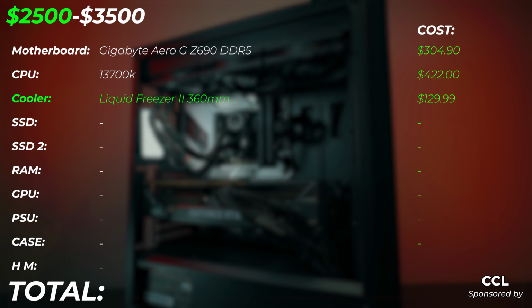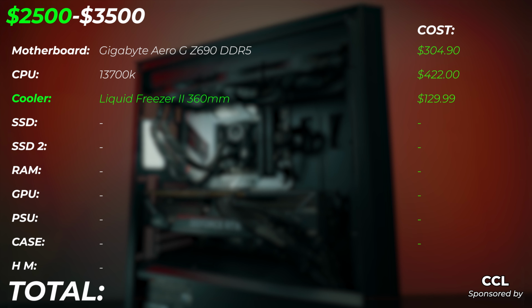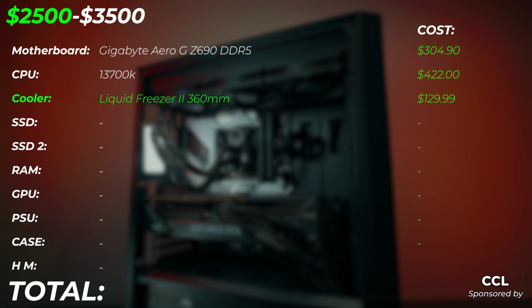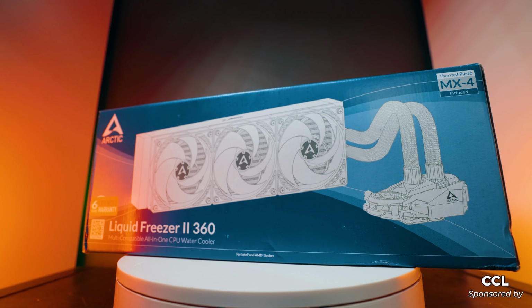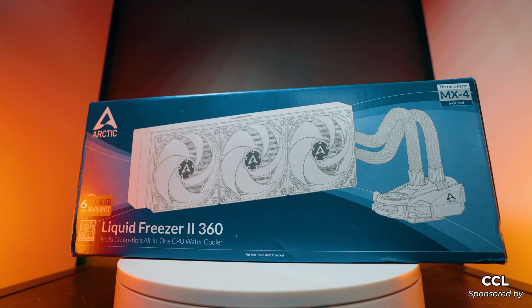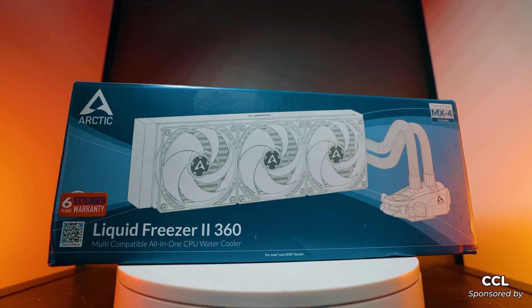Now for the cooler, we have upgraded the cooler from the air cooling to liquid cooling, and we're using probably the best liquid cooler out on the market, which is the Arctic Liquid Freezer 2 360mm AIO. You can also get an RGB variant if you like the RGB fans on it, but a black version is slightly cheaper, but check the pricing, sometimes it isn't that way.